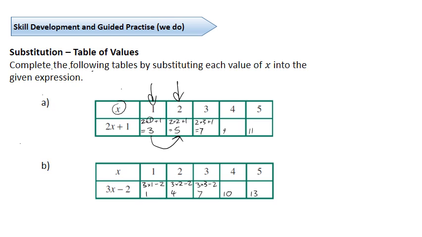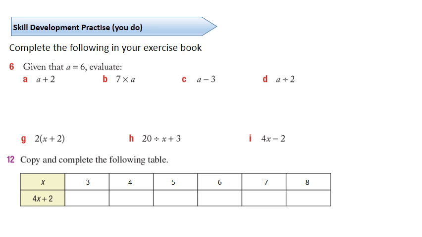With the next one, 3x minus 2. Just like before, wherever you see an x, you put in whatever numbers in that cell. 3 times 1 minus 2 is 1. 3 times 2 is 6, minus 2 is 4. Now we've got 2 or 3, we can notice a pattern. We've added 3. And that will continue. Alright, for these ones I want you to pause the video and have a go at answering them in your books.